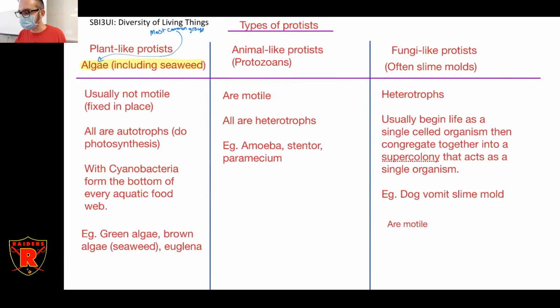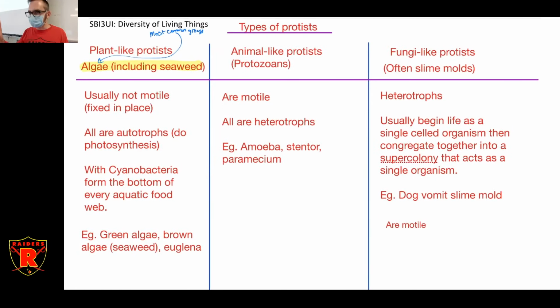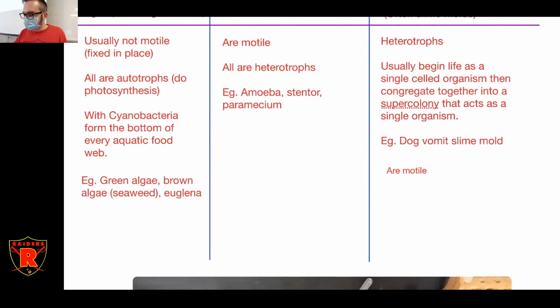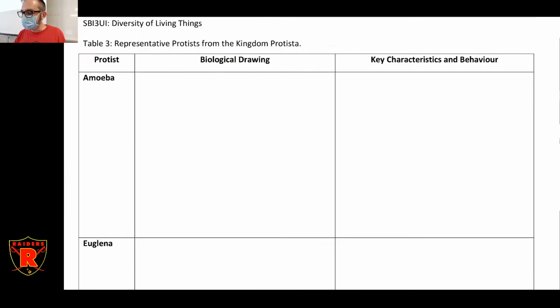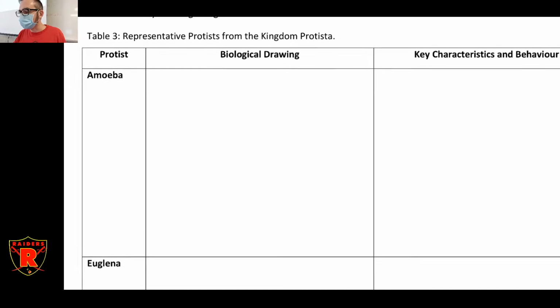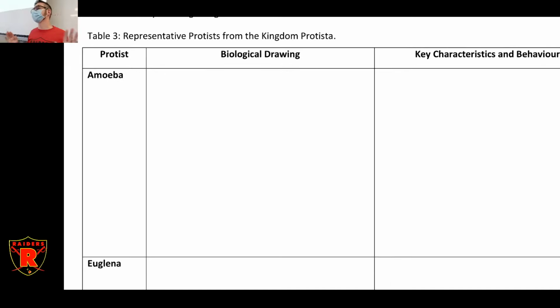So those are the fungi-like protists. Most protists fit pretty clearly into one of these three, although there are a couple exceptions, as I mentioned. So what I'm going to get you to do for this is have a look in more detail. Now, I mentioned biological drawing for each of these. Don't draw these, okay? That's something that we normally do with the microscopes. Don't bother drawing these. You don't have to draw these.